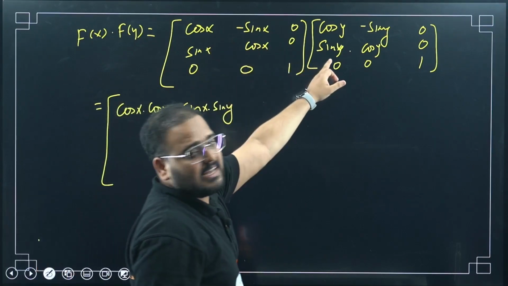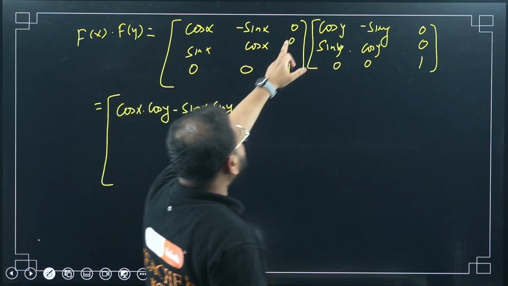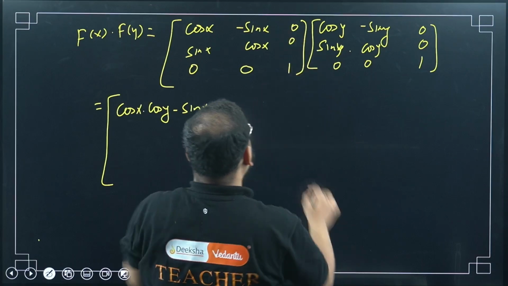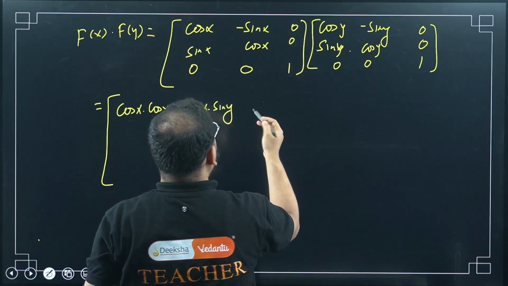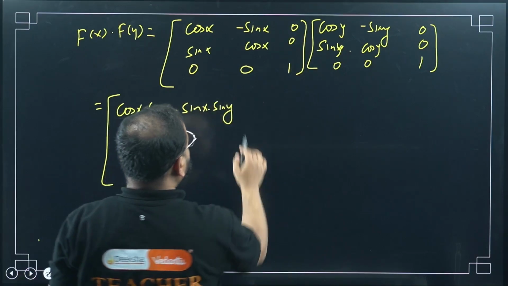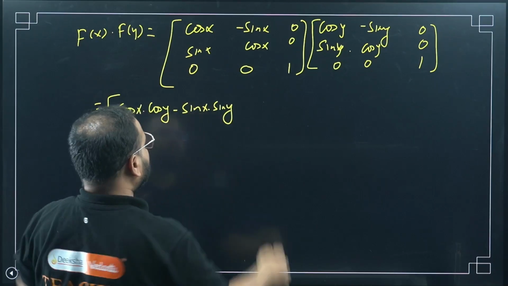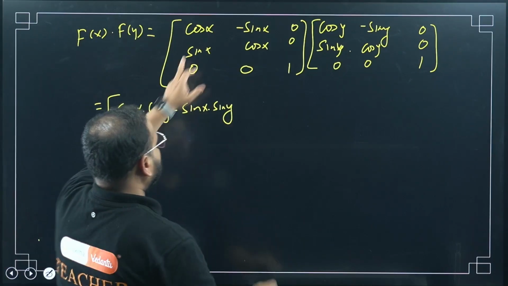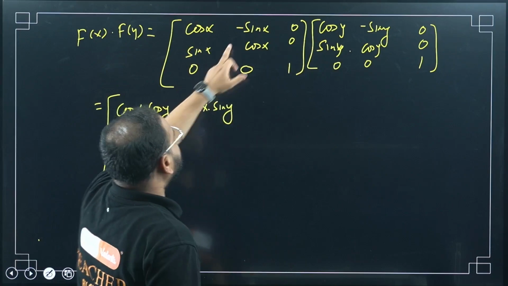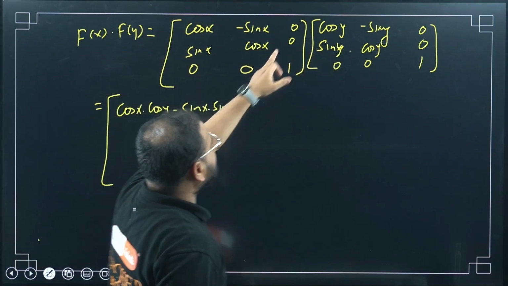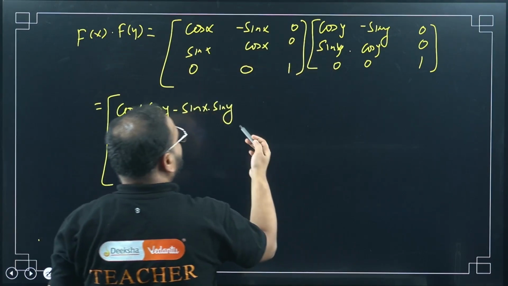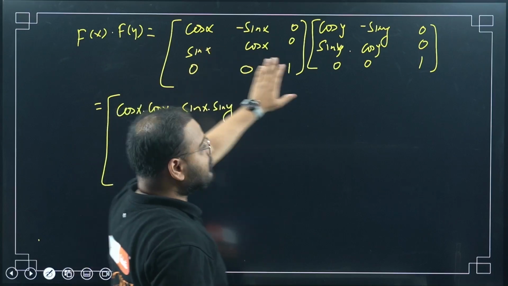Minus sin x with sin y. This is done. Third element, 0 with what? 0 with 0, so 0 only. Okay, this is my first element. So plus 0, I don't have to write that. Please check here: cos x with cos y is this, sin x with sin y is this, and this 0 with 0, so 0. I don't have to write that. Okay, so my first row with first column is done.